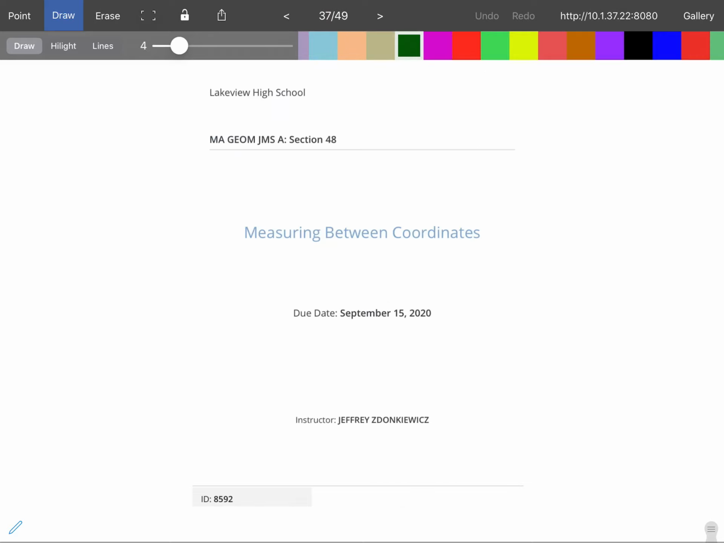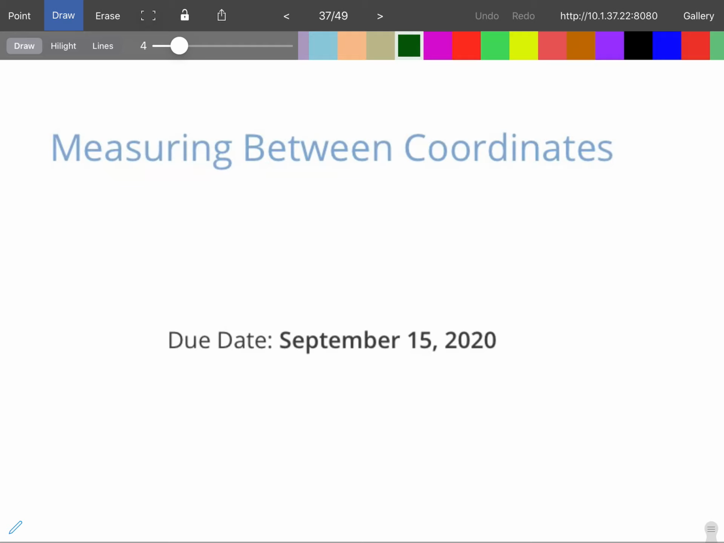So let's go to the last section about measuring between coordinates. Now we're in the coordinate plane. So previously we were just looking at segments somewhere in space. And now we are looking at segments that exist on the coordinate plane. So we have x and y coordinates. Can we still measure them? Yes. And in some cases, it's pretty easy to measure them.